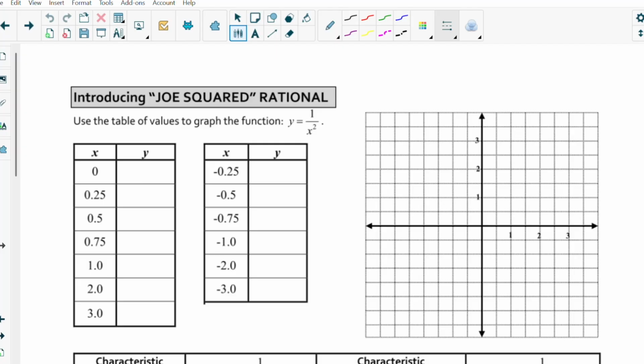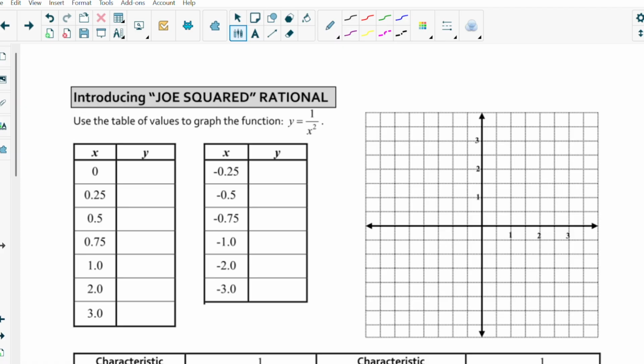Introducing squared rational. Use the table of values to graph the function y equals 1 over x squared. Okay, so let's see what happens. Remember before we did y equals 1 over x. Now we're going to go x squared instead. Let's see what happens to that graph.